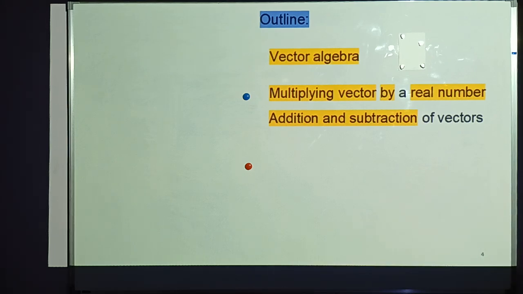In this video, I will discuss vector algebra. What will happen to your vector when it is multiplied by a real number? The real number can be positive or negative. And how to add and subtract vectors.